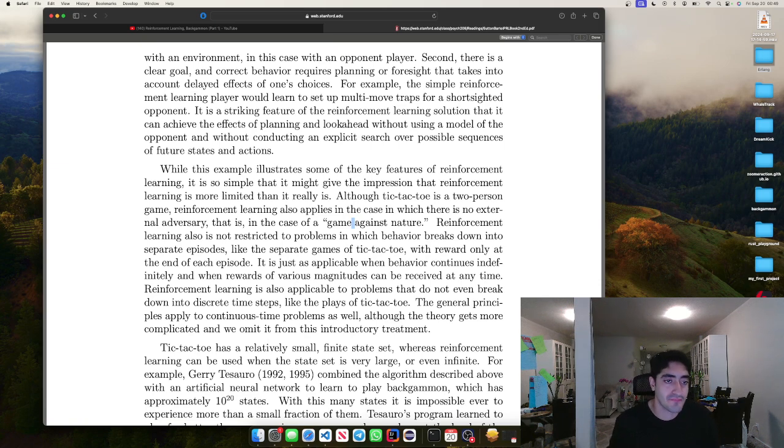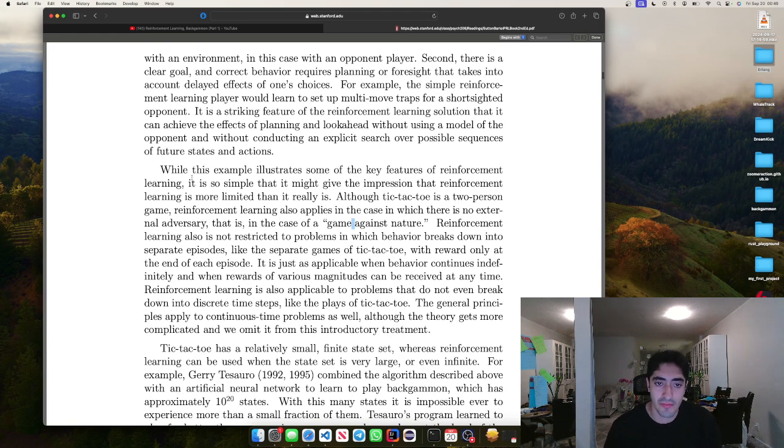While this example illustrates some of the key features of reinforcement learning, it is so simple that it might give the impression that reinforcement learning is more limited than it really is. Although tic-tac-toe is a two-person game, reinforcement learning also applies in the case in which there is no external adversary, that is, in the case of a game against nature. Reinforcement learning also is not restricted to problems in which behavior breaks down into separate episodes, like the separate games of tic-tac-toe.